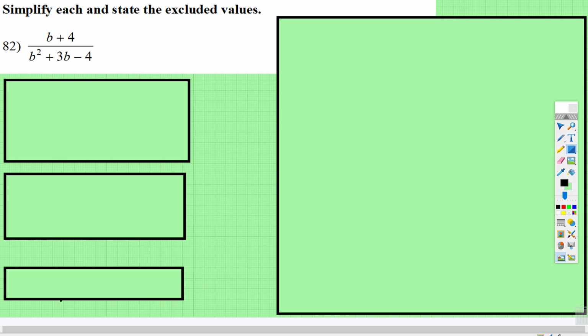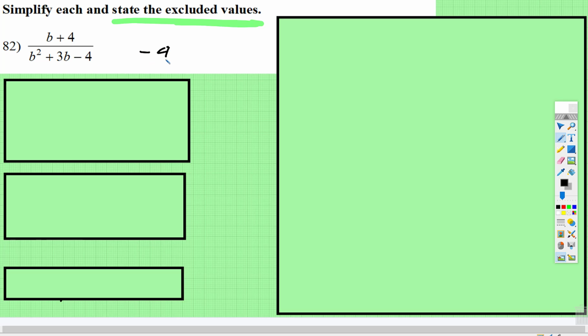Okay, we're going to simplify rational expressions, and then I need to remember to show you how to identify the excluded values. Okay, so the easiest way to do this is use your factoring skills. So factors in the denominator, there's nothing you can do in the numerator for this one.